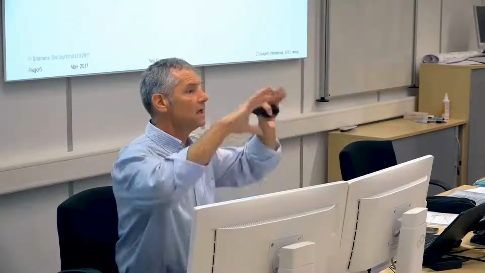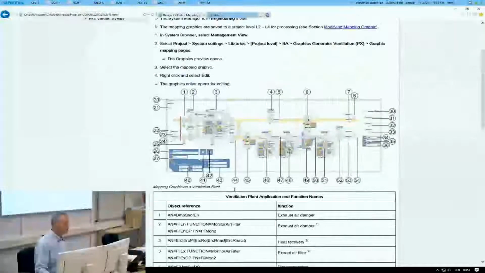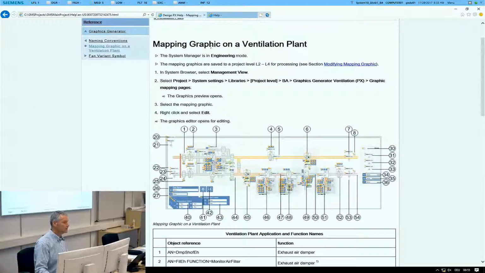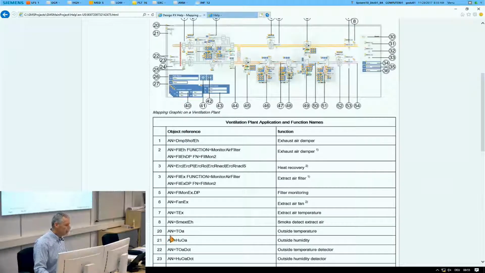So we're using the same symbol sets. We're using the same positioning, the same sizing, the same resolutions. All these things are being done by the graphics generator for us. So it creates some uniformity in the look and feel of all the graphics and the operational side as well. I mentioned that you could, here's an example of a ventilation plant mapping graphic and showing how it's built up.